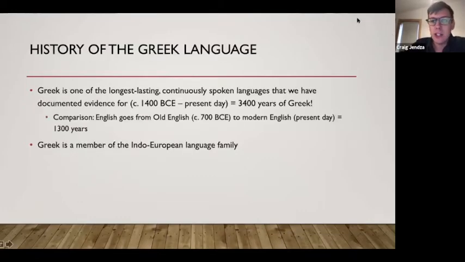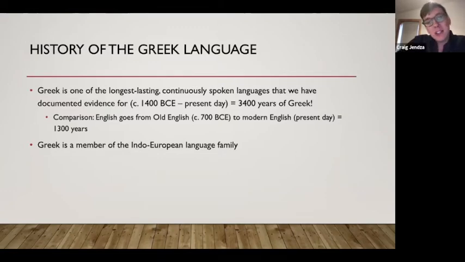So history of the Greek language. Greek is one of the longest lasting continuously spoken languages that we have documented evidence for. So we're talking 1400 BCE, more or less, until present day, which is about 3,400 years of Greek. That is a very long time, 34 centuries. And some people actually think that Greek is the longest lasting continuously spoken language. There's some people that think Coptic Egyptian might be a little bit earlier, and some people think that Chinese might be a little bit earlier, but it depends on what you count and how you count it. What counts as continuously spoken, for example.